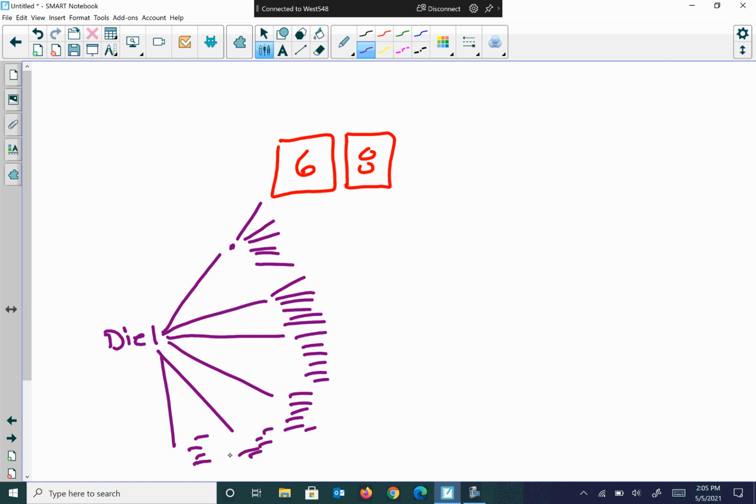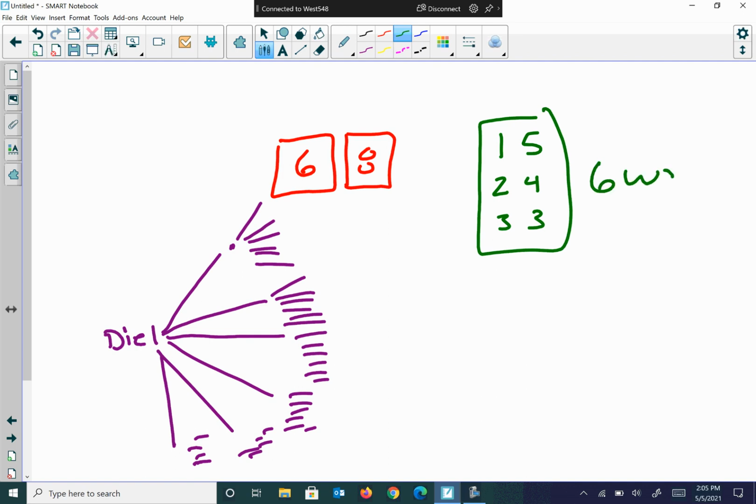So the probability of rolling a six or an eight: you could roll a one and a five, you could roll a two and a four, and you could roll a three and a three. It doesn't matter which die it is. So in this order, there are six out of 36 ways, or one in six ways, to win.